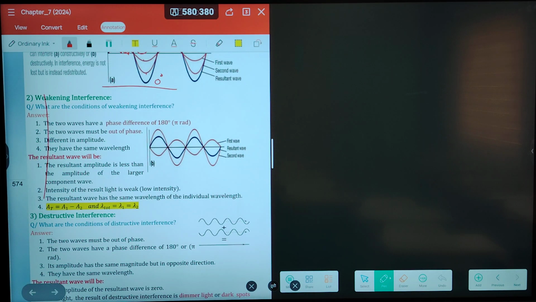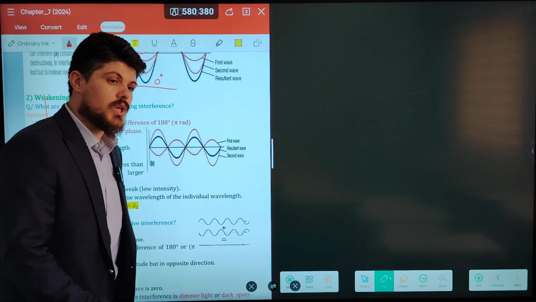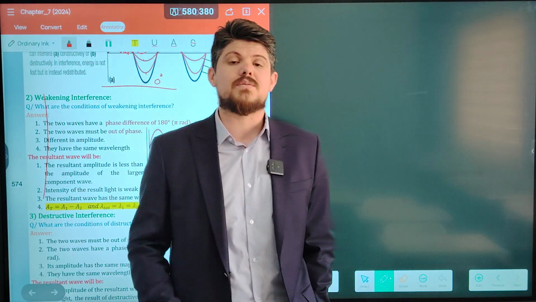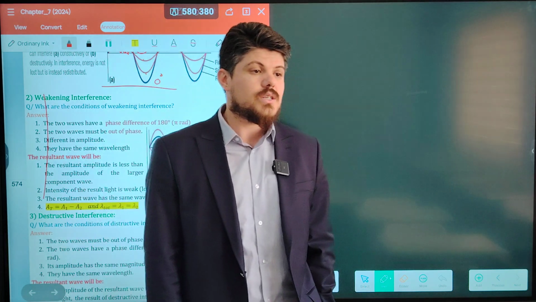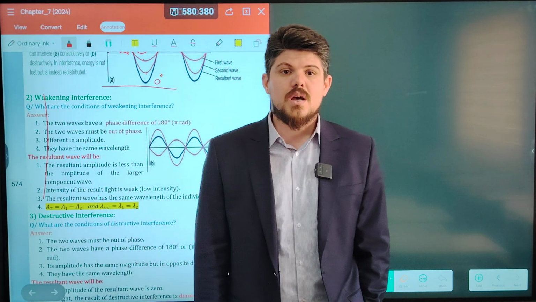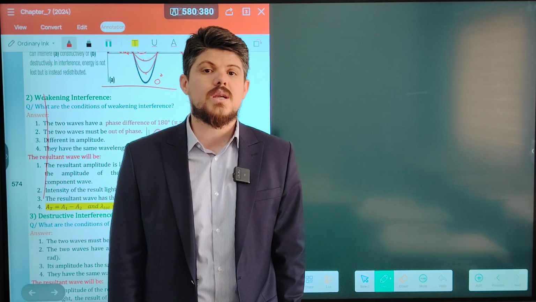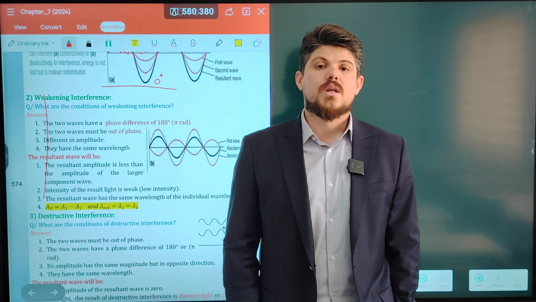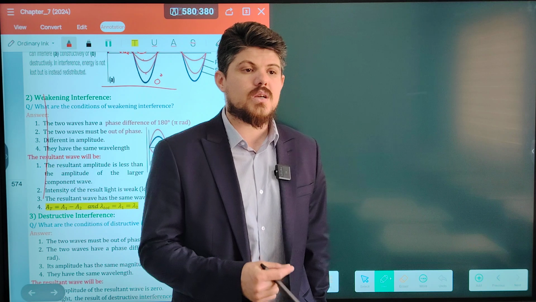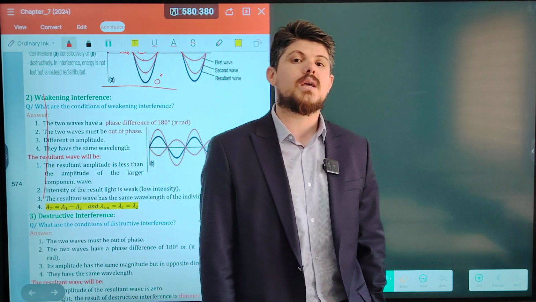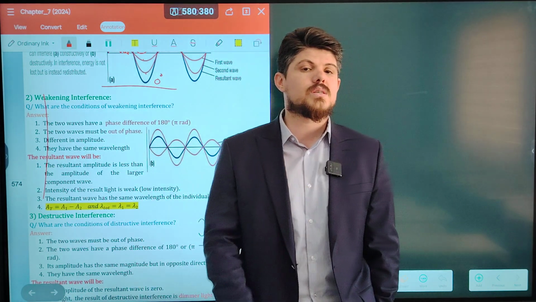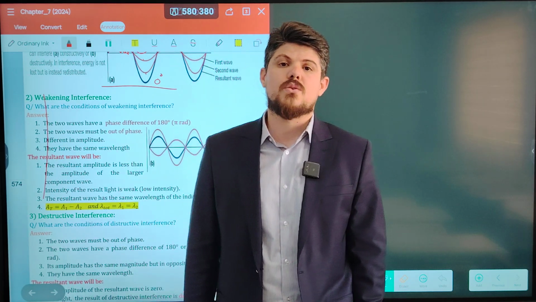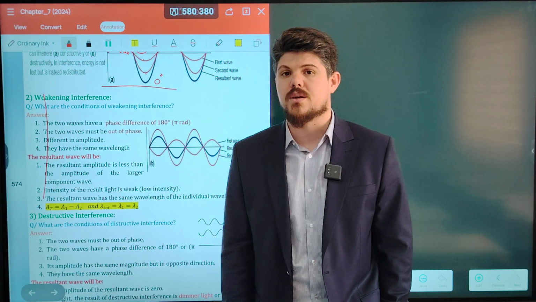Weakening interference. Weakening interference is completely different from constructive interference. In weakening interference, the two waves still must have the same wavelength, and still they should be coherent, but the coherence in weakening and destructive is completely different from the coherence of constructive. The coherence in destructive and weakening interference should be coherent by 180. When do two waves have coherence by 180 degrees? If the crest of one wave overlaps the trough of another wave.